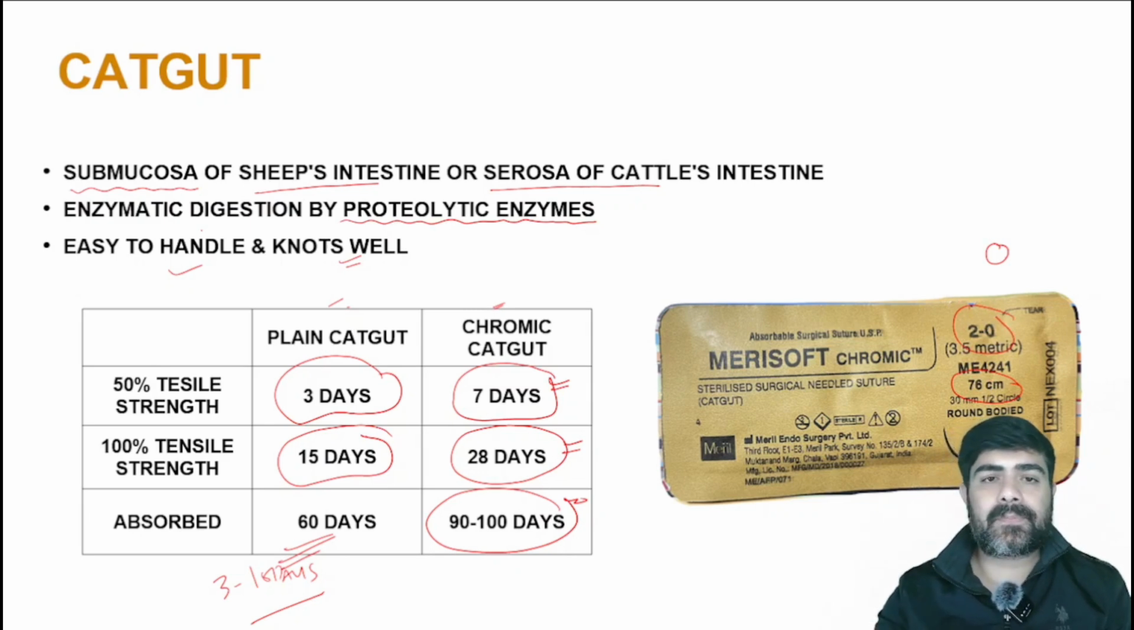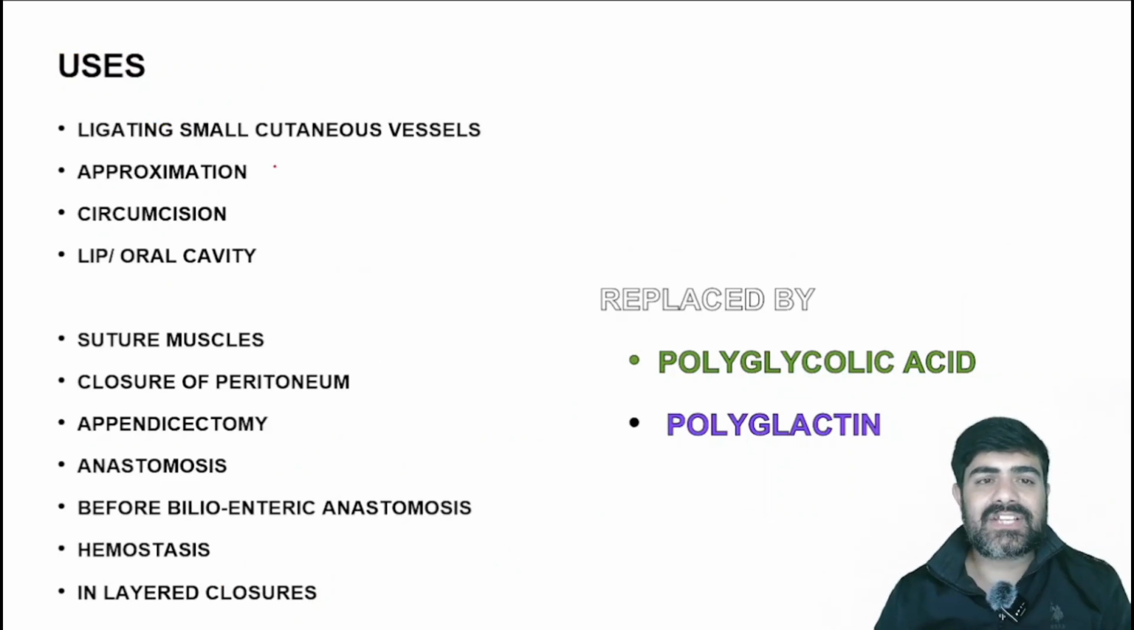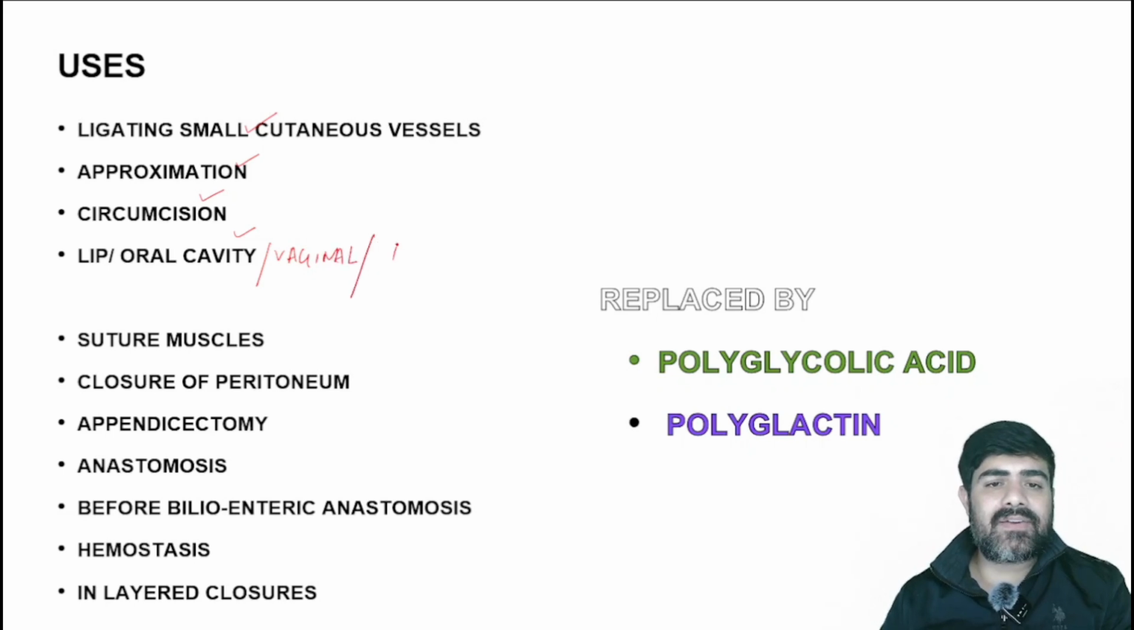Okay, now what are the uses? So this catgut was commonly used previously. It is a cheap suture, so it was used in ligating small cutaneous vessels, in approximation of tissue, in circumcision, in lip or oral cavity, in vaginal cavity, in anal canal, and it was used to suture the muscle.